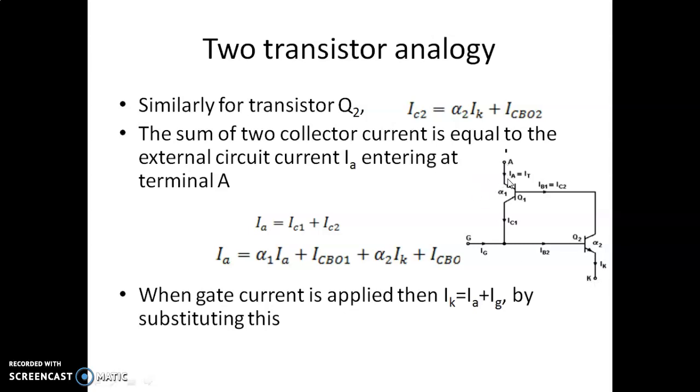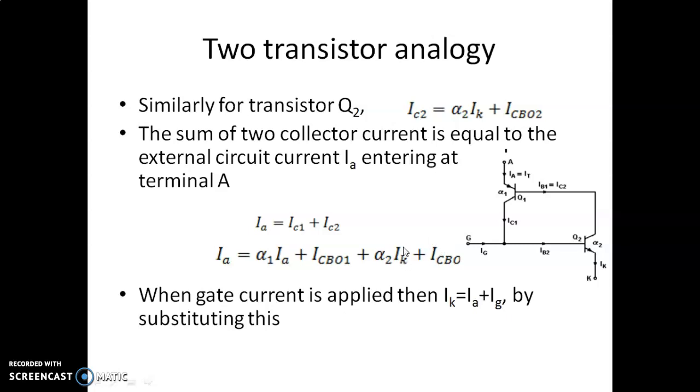Then IA is going in. So, you can see that IG, IA and IK are the external currents. So, you can write the incoming current is equal to the total outgoing current. So, IG plus IA is equal to IK. That is written here. IK is equal to IA plus IG.